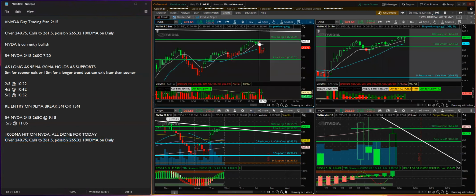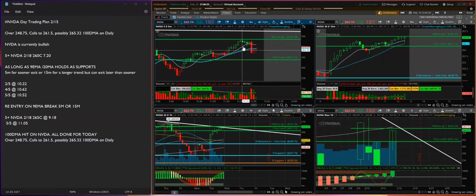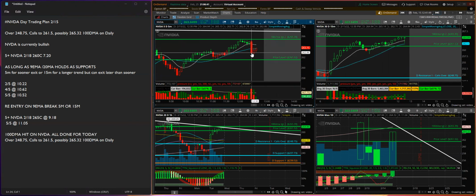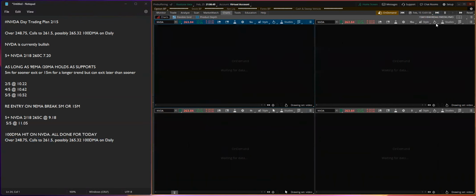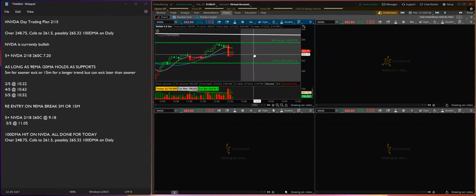Now, NVIDIA. Let's see how that did right here. So we hit that 100-day right here. Now we're falling back. You can see we had a nice little ugly candle right here that went from 265 all the way to 263 right here. And now we're slowly coming back up. So I'm out of all of it. I don't have to worry about this anymore. Let's see how it does in the last. And the market's closed right here. So let's see how this closed.